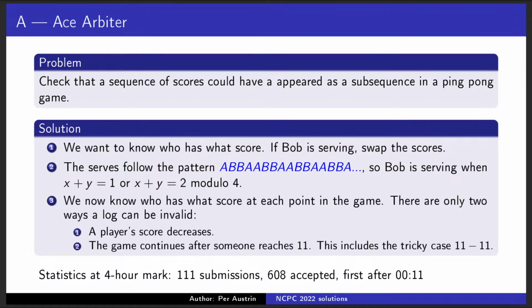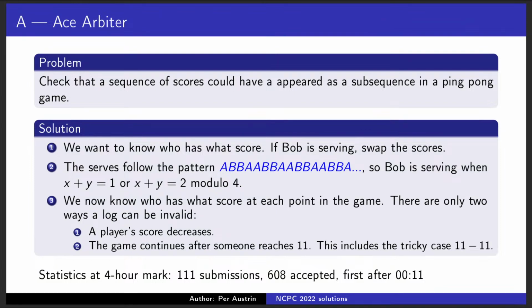And that's very helpful. So now you just have to find when such a log is invalid. And it turns out that it can be invalid in 2 ways. So a player's score should never decrease. That can't happen in a game. You can't have someone get a penalty for doing something rude or something like that. So if that happens, then it's an error.